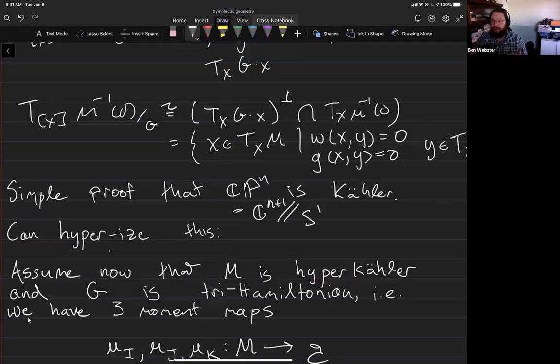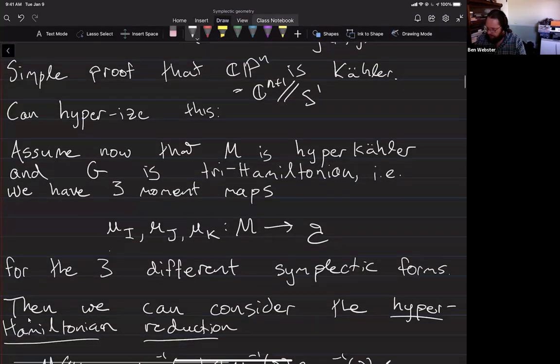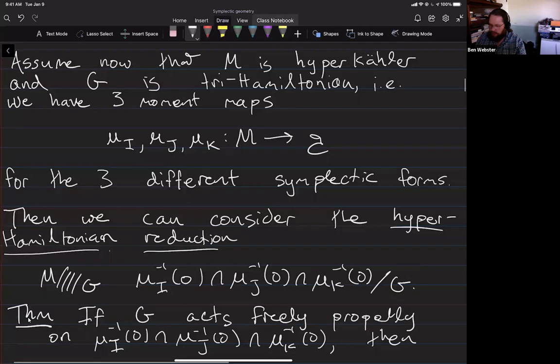All right, so that's a nice way of constructing Kähler manifolds, but we already knew quite a few Kähler manifolds because all smooth projective varieties are examples of Kähler manifolds. Hyper-Kähler ones are much harder to produce, but one way of doing that is via this reduction. All right, so now, instead of assuming that M, my starting manifold, was Kähler, assume that it's hyper-Kähler, and that now the action of G is tri-Hamiltonian.